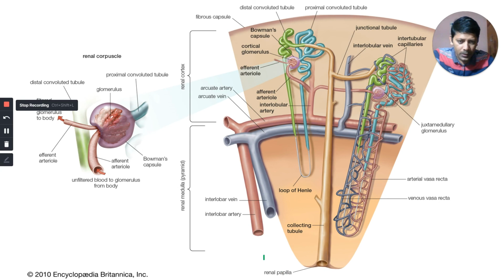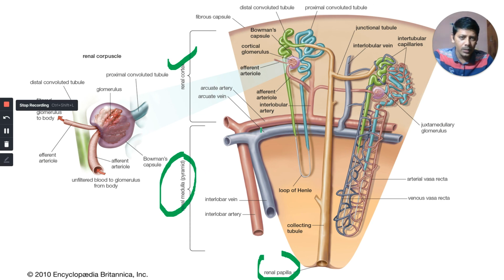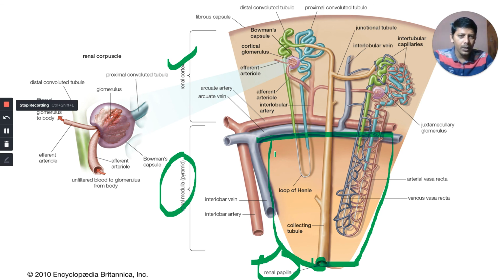I will show you here. This is the renal papilla. We have taken some part of the kidney. This is the renal cortex. This is the renal medulla. The renal medulla is divided into pyramids. This is one renal pyramid. In this renal pyramid you can see the opening. This is called the renal papilla, the tip of the renal pyramid, and this is called the base of the renal pyramid. This entire part is called the renal pyramid.